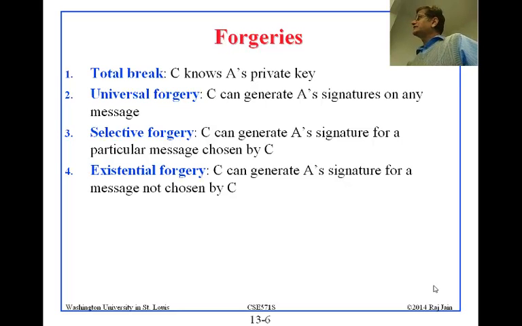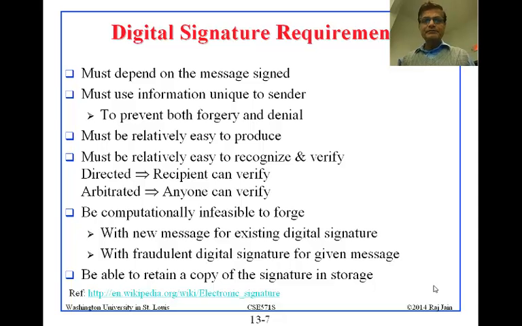Selective forgery is that C can sign only some documents. C can generate A's signature for a particular message chosen by C. So they have some idea of how to find the signature for this message. And then existential forgery: C can generate A's signature for a message not chosen by C. So that is going in the other direction from universal. They can sign some messages, but which ones they didn't choose themselves. So these are just methods of classifying the crimes, not really much more than that.